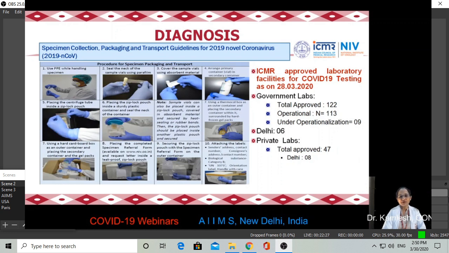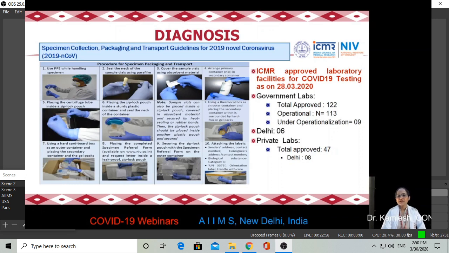Using a thermocol box as an outer container and placing the secondary container within it, surrounded by hard frozen gel packs. Use a hard cardboard box as an outer container and place the secondary container and the gel packs. Place the completed specimen referral form, which is nowadays available online, and generally the patients would have filled in already. Secure the Ziploc pouch with the specimen referral form on the outer container.